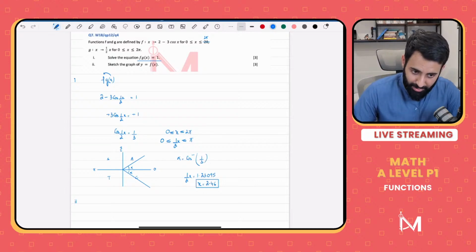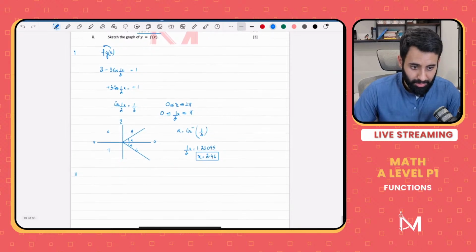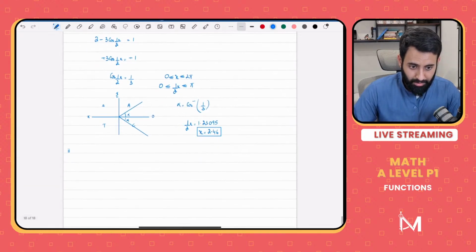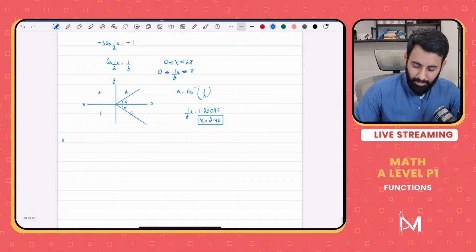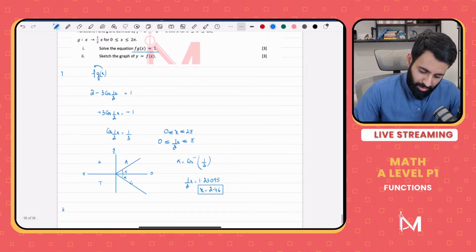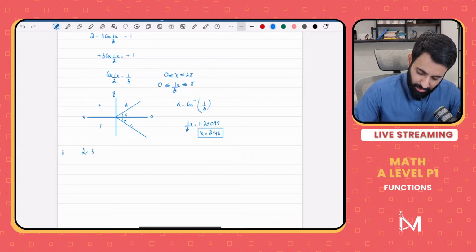Anyway, part 2. Although part 2 is not related, part 2 says y equals f of x. So what are we going to do when y equals f of x? We're going to sketch the graph y equals f of x. Acha, f of x क्या है? 2 minus 3 cos x, sorry.